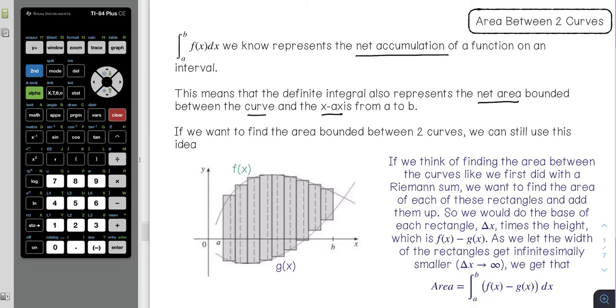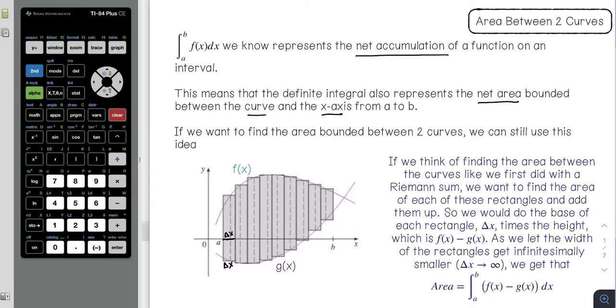So if we think back to Riemann sums, we used to find the area under a curve by partitioning up the region into rectangles, right? And you would want to find the area of each rectangle and then add them up. And we used a sigma notation, right, a summation for that. So we would do the base of each rectangle, delta x, right? So here would be like a delta x. So it's the same as the width down here.